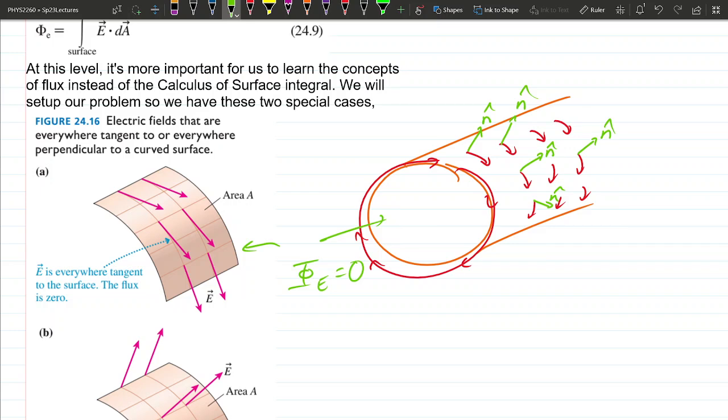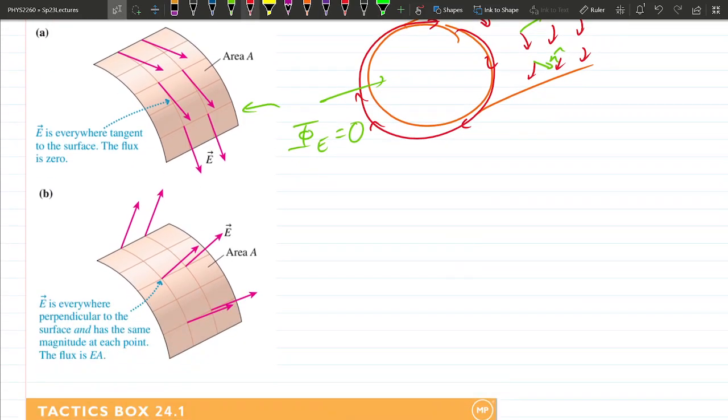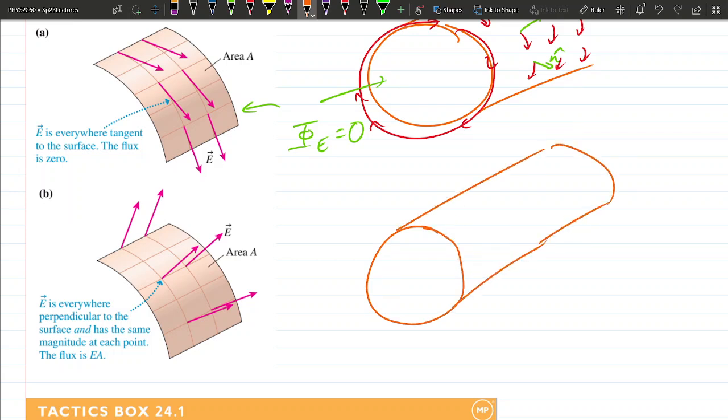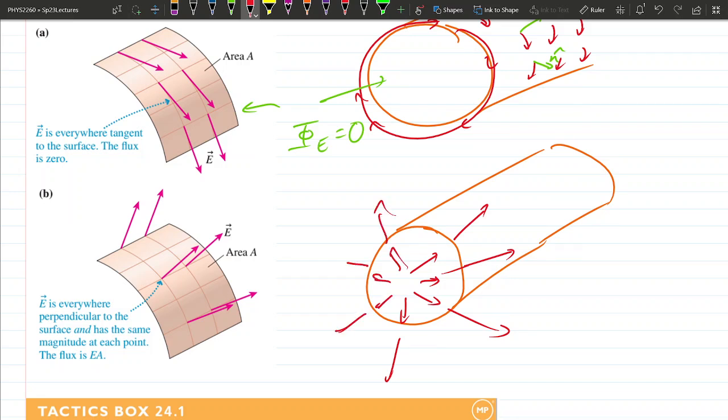Okay, so let's do the other case, where we have the same surface, but somehow, with my fancy charge distribution, I was able to make an electric field that points outward. So the electric field points this way, from the center. It points outward from it, everywhere on the surface.